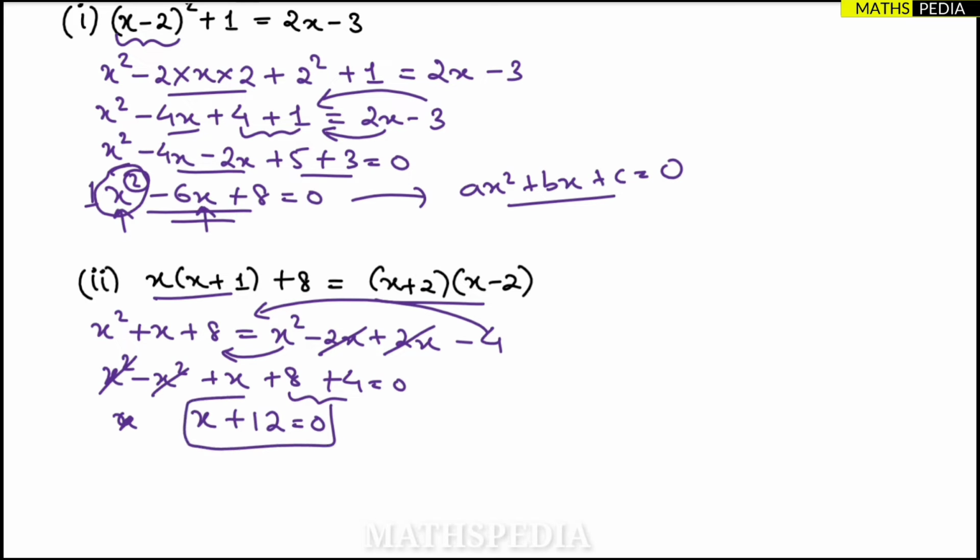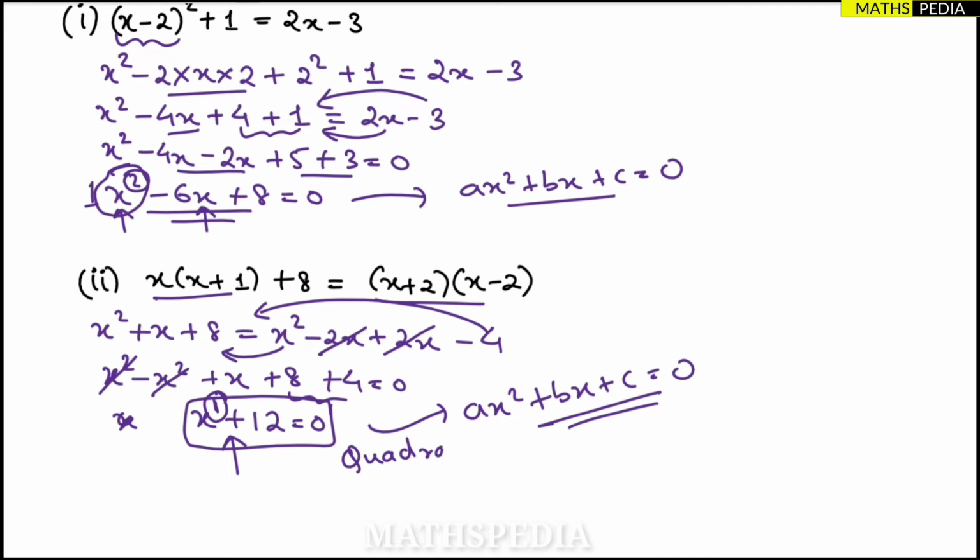Now we have got the simplified form. Here you can observe, when you compare it with ax square plus bx plus c, which is the standard form of a quadratic equation, the highest power of x is what? 1. Okay, the highest power of x in this equation is 1. So we can say that this is not a quadratic equation. This is not a quadratic equation, since the highest power of x, or the variable involved in this equation, is not 2. Here the highest power is 1.